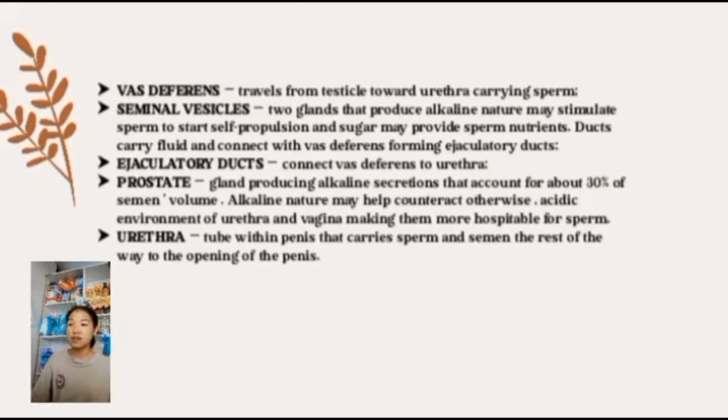So, seminal versicle. Two glands that produce alkaline nature may stimulate sperm to start cells. Propulsion and sugar may provide sperm.